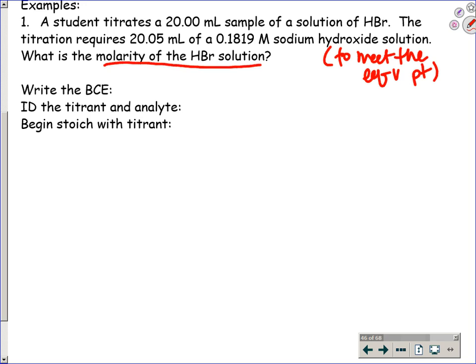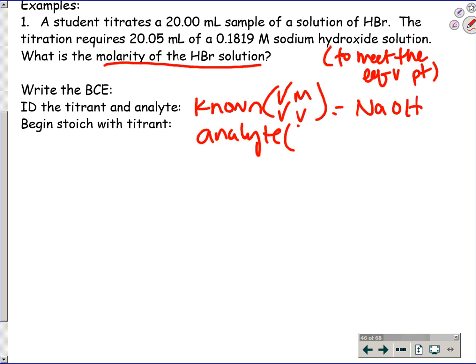All right, so right now you're like, okay, I kind of know what's going on. I'm adding something to something. I hit the equivalence point. It wants to know the unknown concentration. So before we move on, we always have to identify who's the titrant and who's the analyte. These are fancy words for known and unknown. So who's the known? Who do we know both the molarity and the volume for? Okay, sodium hydroxide. So who's the analyte?